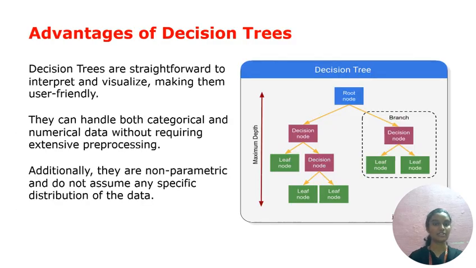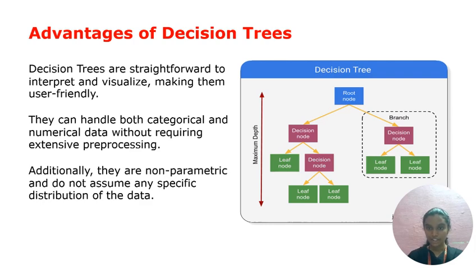The advantages of decision trees. Decision trees are straightforward to interpret and visualize, making them user-friendly. They can handle both categorical and numerical data without requiring extensive pre-processing. Additionally, they are non-parametric and do not assume any specific distribution of the data. One of the biggest advantages of decision trees is that the particular input can be divided into many branches, and it gives us clear information.